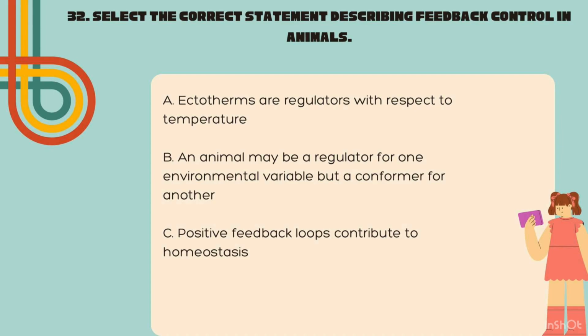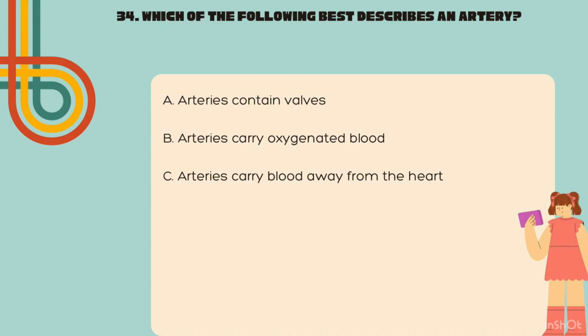Number 32. Select the correct statement describing feedback control in animals. This is going to be B. An animal may be a regulator for one environmental variable but a conformer for another. And number 34. Which of the following best describes an artery? Arteries carry blood away from the heart.